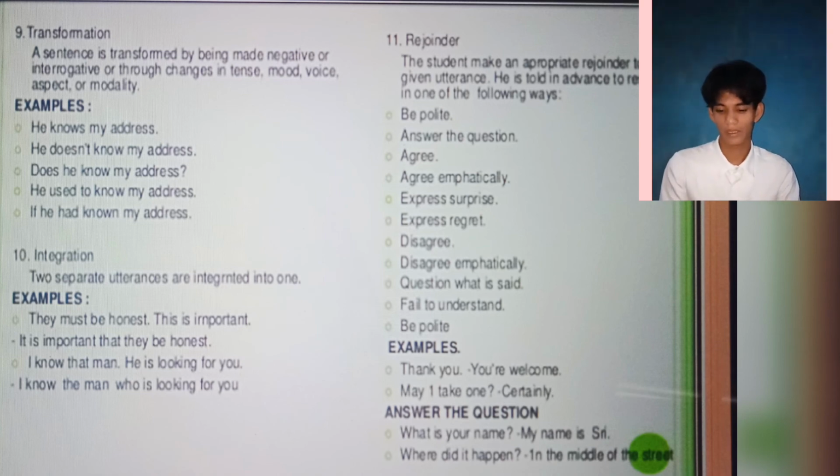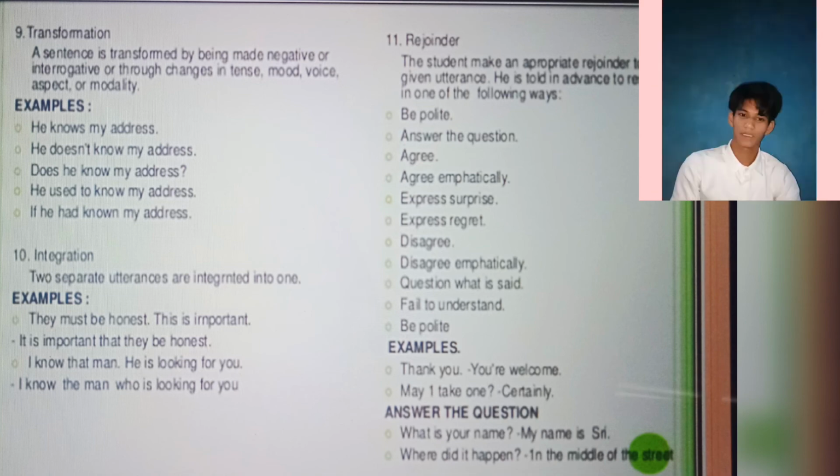So in this drill, the teacher gave students a certain kind of sentence pattern. Students are asked to transform the sentence into a negative sentence. Example, they must be honest. This is important. It is important that they be honest. I know that man. He is looking for you. I know the man who is looking for you.